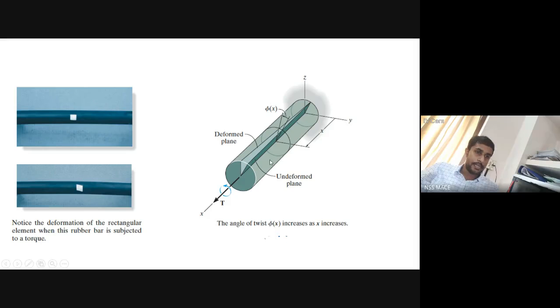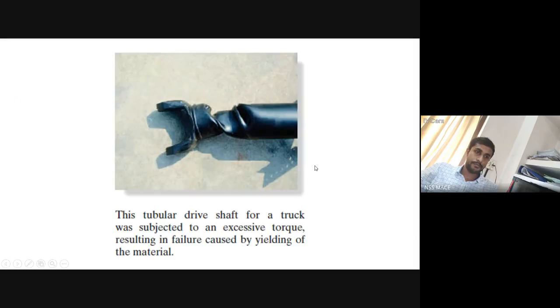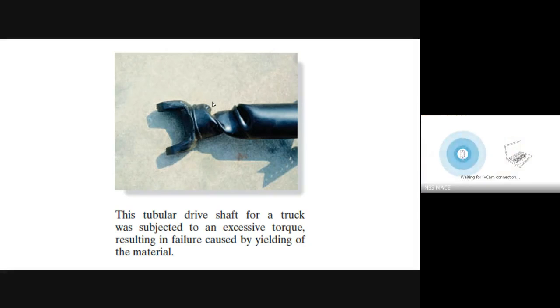Here we can see this dark plane, which is the initial position. After deformation, this dark plane shifted to this light plane. This is the deformed plane, twisted by an angle phi of x. So this is twisting. This is the figure of a shaft subjected to failure by torsion.